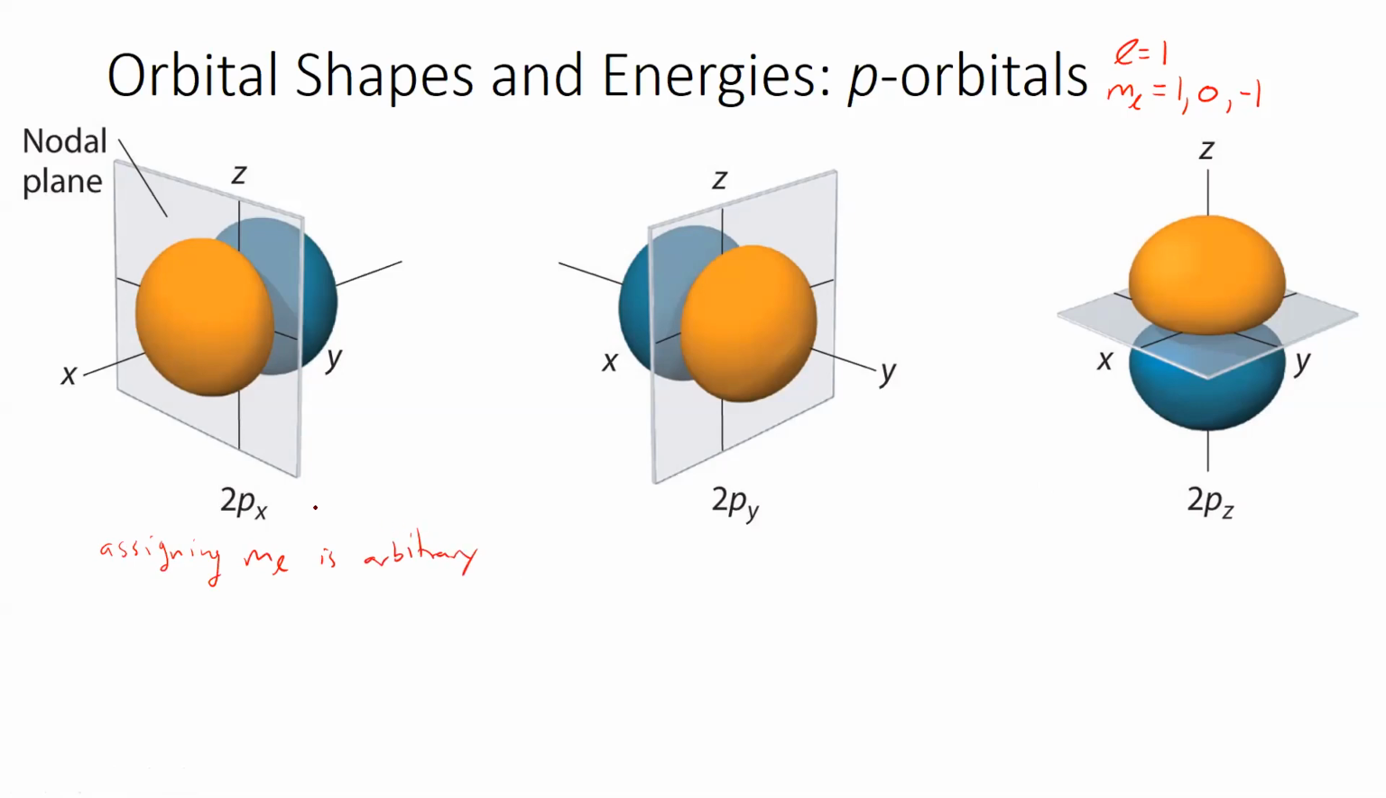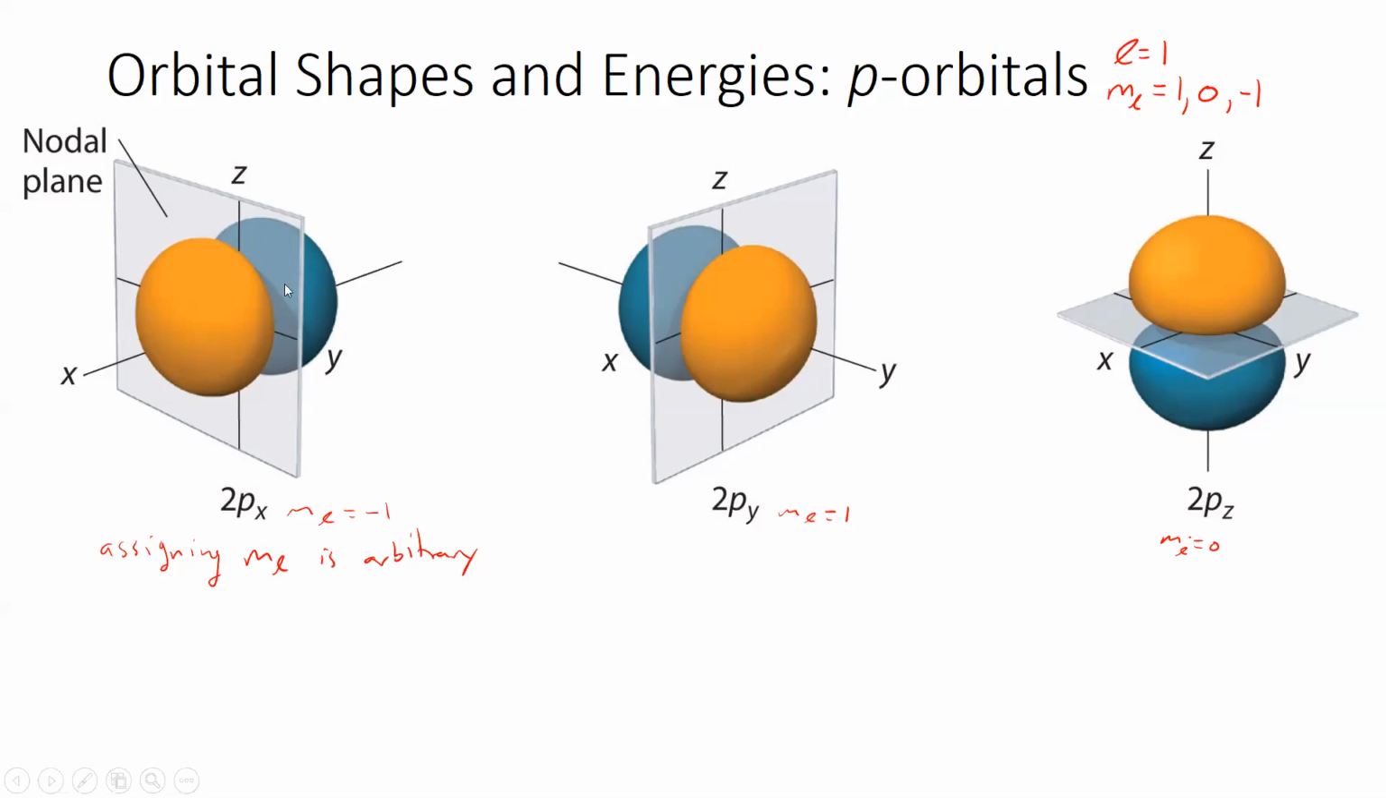So I'm not worried about you saying, oh, well, m sub L is -1 for x, m sub L is 1 for y, and m sub L is 0 for the 2pz orbital. I don't care. It can be any way you want to do it as long as they have different values. But what you will also notice is each of these has 2 lobes, right?